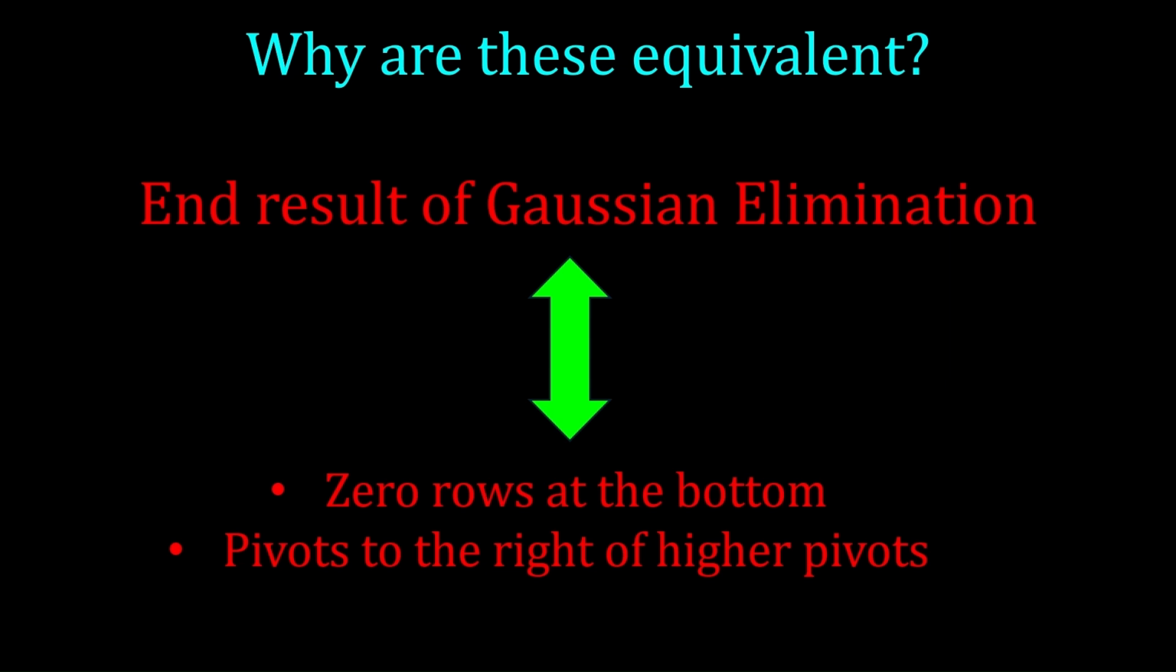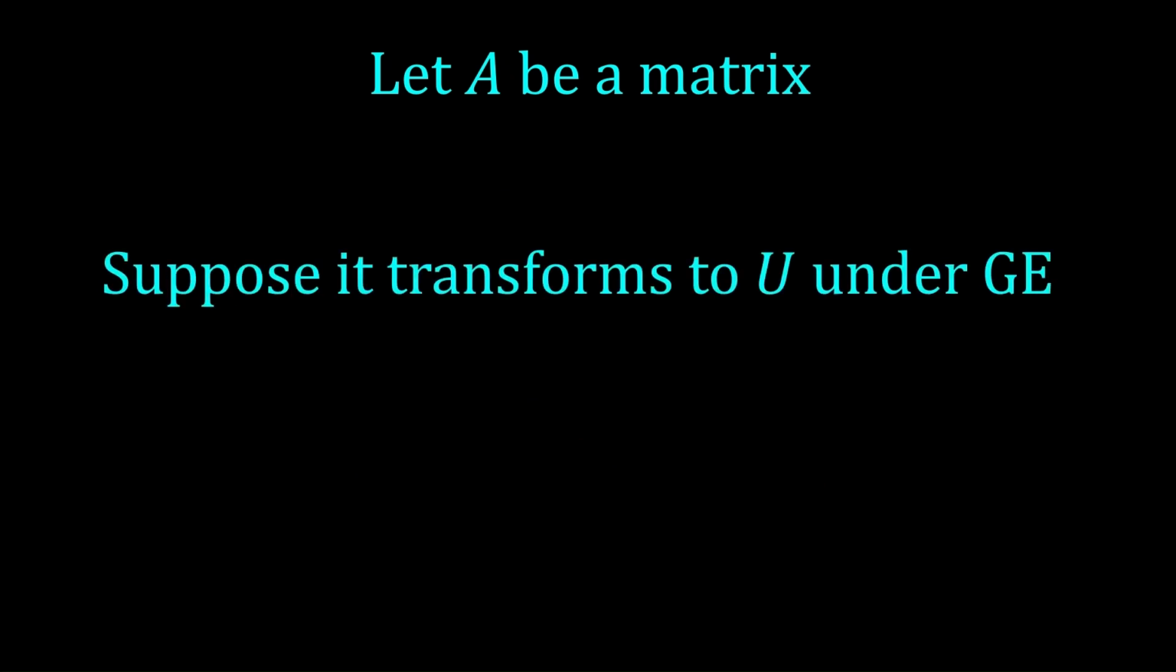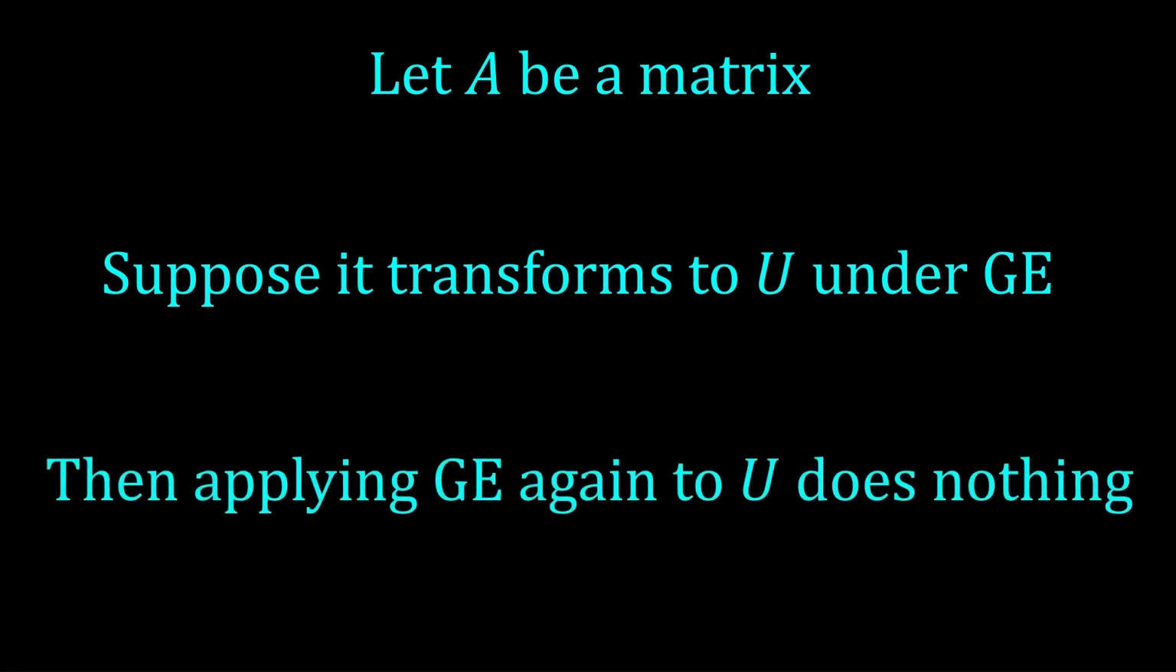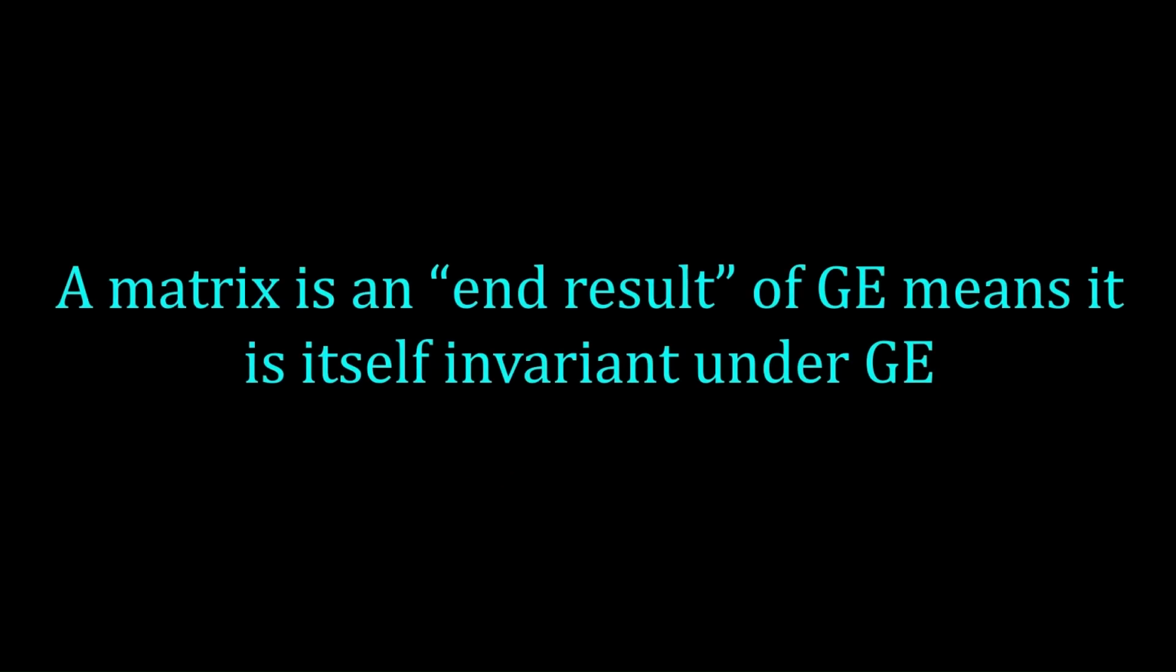Maybe I should be a bit more specific. What do I actually mean by end result of Gaussian elimination? If you have a matrix A and you transform it to a row echelon form U, then how do we describe this U? It's clearly the end result of the Gaussian elimination, but what's interesting, I realized, is if you do Gaussian elimination on this matrix U itself, again, the algorithm has nothing left to do. Each pivot is already in position and every entry below the pivots is already zero. The algorithm has done its work. If you do it again, it doesn't do anything. So I'm going to say that a matrix is the end result of a Gaussian elimination if and only if it is unchanged when you do Gaussian elimination on it.